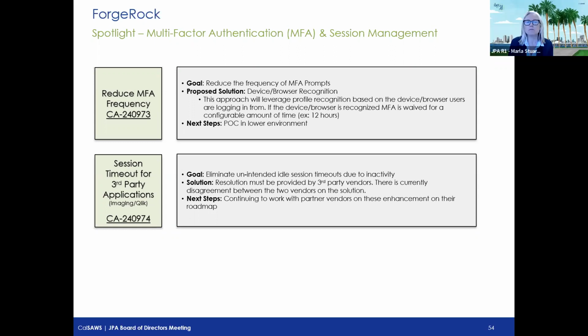Sure. I'm wondering if any counties have had any pushback from unions or staff about this, about staff using personal phones to do the multi-factor authentication. I know in counties I've been in before, there's been pushback from staff about that, not wanting to use their own phones for this work function.